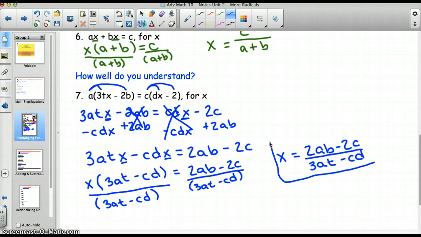So this is a challenge problem. This is a lot harder than most of the problems that you'll be dealing with. But if you were able to solve this one, then you should have no problem on this section of the homework. Your MyMathLab assignment should be online.